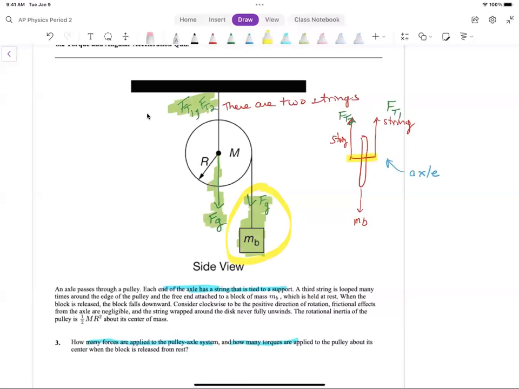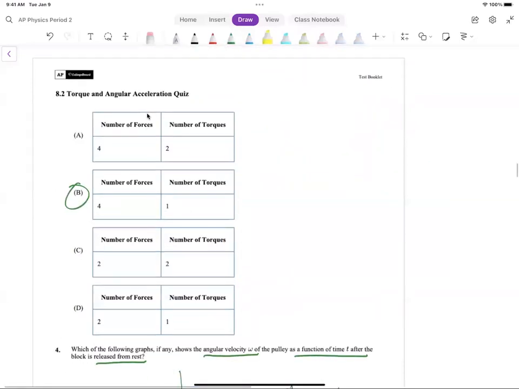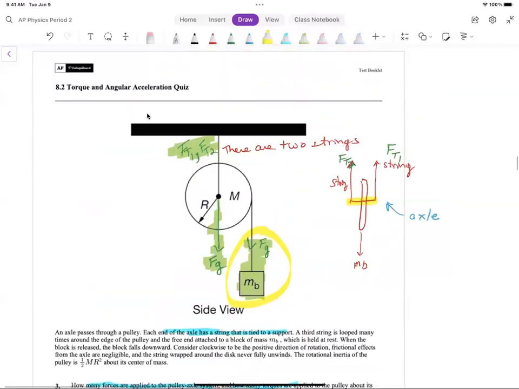Okay. So why is that, by the way? Force of gravity runs straight through the center axis of rotation, and FT1 and FT2 are not on the disc that is capable of rotating, so it's not actually causing a torque.